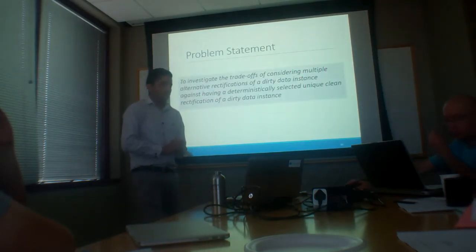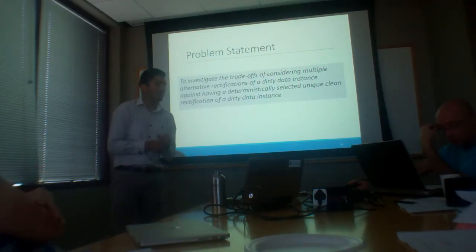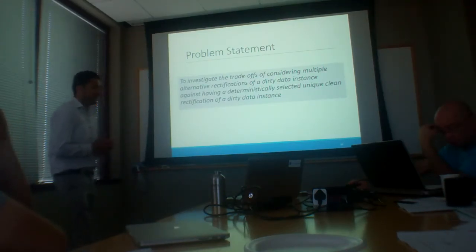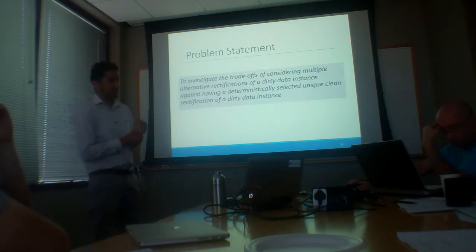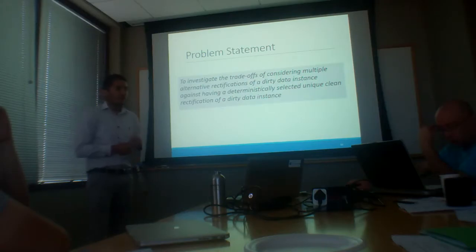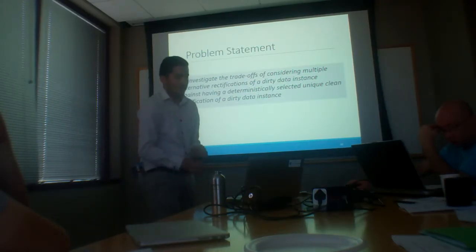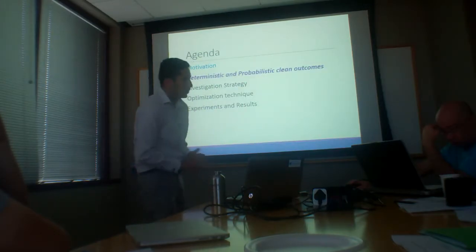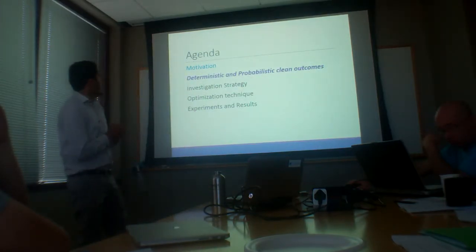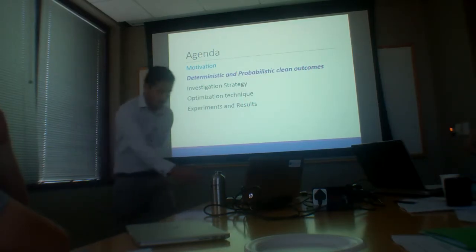So in my thesis, I'm going to investigate the trade-offs of considering multiple alternative rectifications of a dirty data instance against picking only one rectification for a dirty data instance. So now I'll generate the deterministic and the probabilistic clean outcomes.